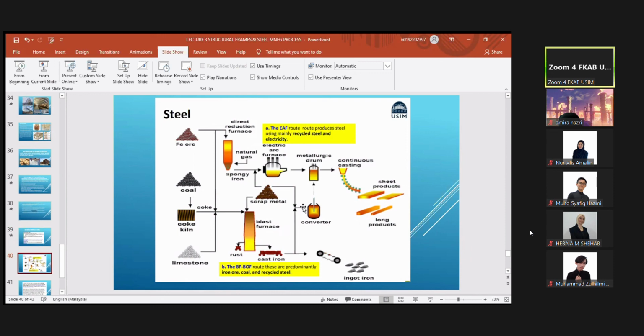At the same time, they go to another system here, where they mix with natural gas. This is through the electric arc furnace, and then they burn it. Here, the final product will come out. This one we will show in the video.